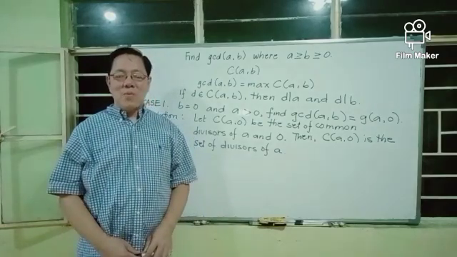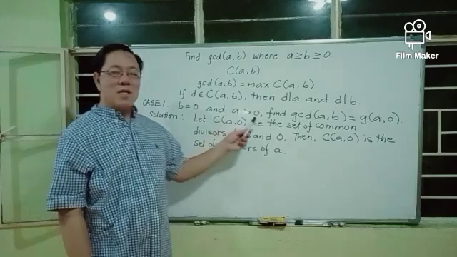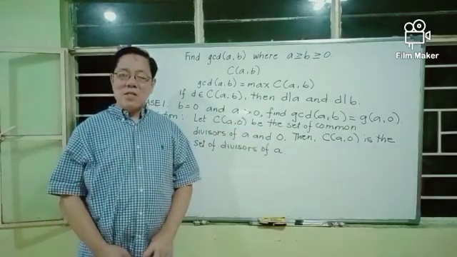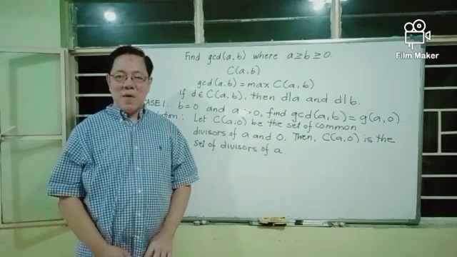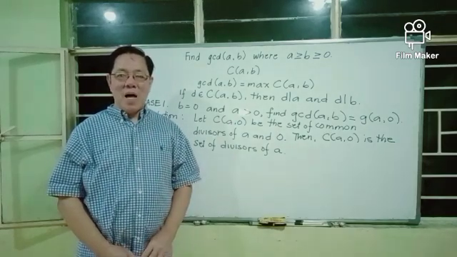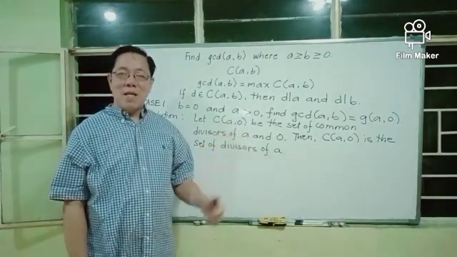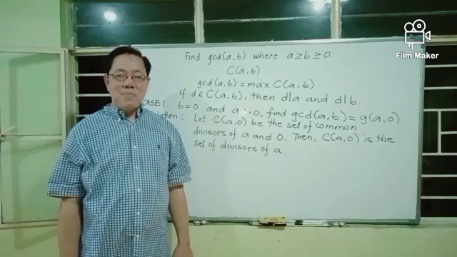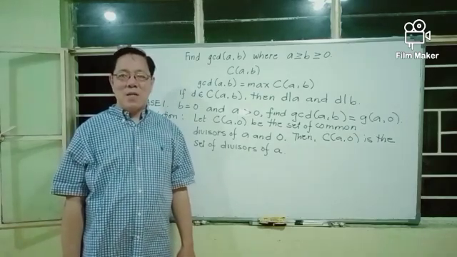Now, from last time, we have also shown that if A is a positive integer, then the largest number that can divide A is the absolute value of A. Please refer to your notes for the proof of that. If A is greater than 0, then the largest integer that can divide A is the absolute value of A.